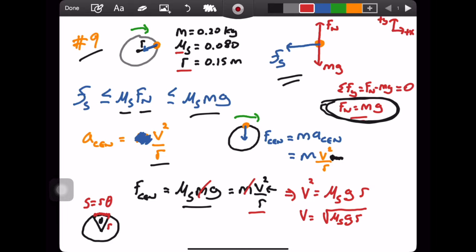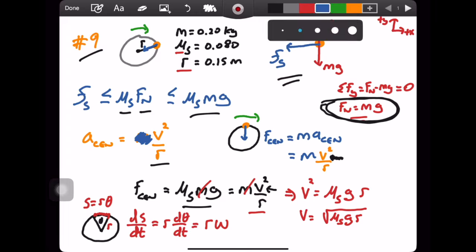We can also then think about, well, what is ds dt? That's the time derivative of the arc length, and that's equal to r d theta dt, which we call r omega. So just like we map r theta onto linear distance, we map r omega onto velocity. And so the key move here is that I solve for the linear velocity, which is this right here.